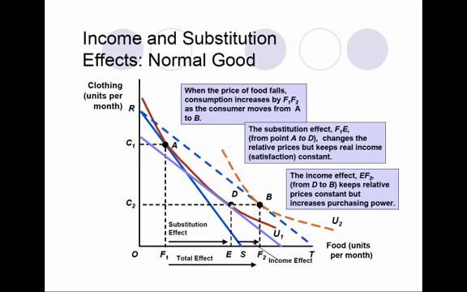Now what we say is that we allow ourselves to be on the higher indifference curve, and we hold the price level now constant. That takes us from D to B. Income effect, substitution effect, total effect.